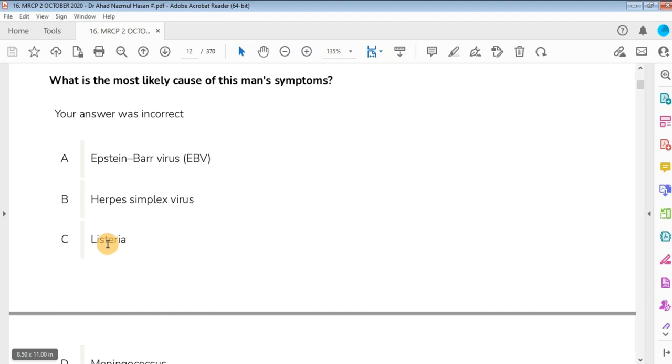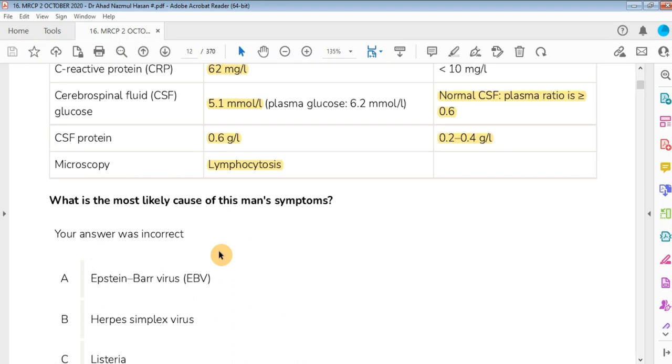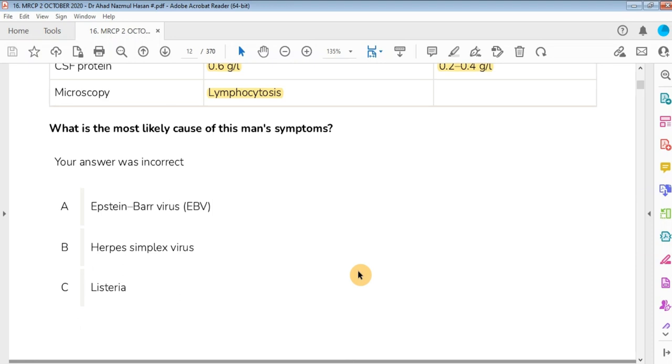Listeria usually is seen in the oldest patient as well as in the cheese eaters. And this stereotypically affects the pregnant lady. Herpes simplex virus will come with the temporal lobe changes. And Epstein-Barr virus has a special pattern known as the atypical lymphocyte. So the most likely cause of these mentioned symptoms is due to the Epstein-Barr virus.